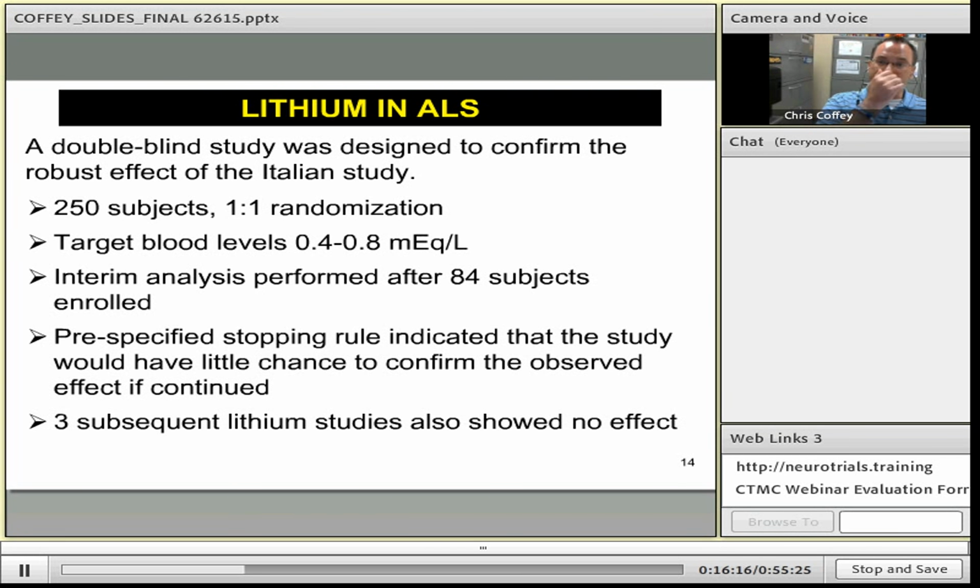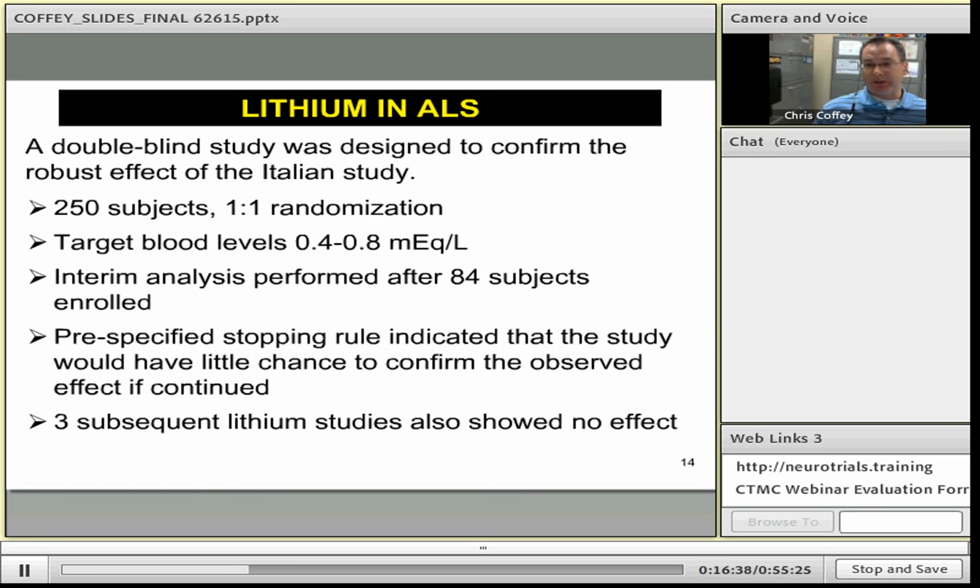But the point of this is it's our general tendency that no matter how small the data, if we see a positive effect, we tend to get way more excited about it than we would if it was a negative effect, because we want to. It's just our nature. We want to help people. And so if we see that, we get excited. But we also have to keep in mind that it needs to be confirmed.